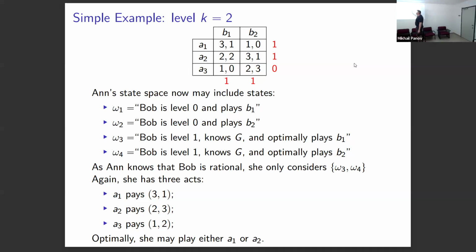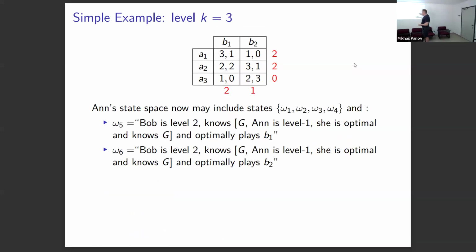For Bob, actually, if he is level 2 and knows common knowledge and all the stuff, he can dismiss strategy B2. He will not play B2. Because for him, this situation looks like 1, 2, 0, 1, and he will take 1, 2. You have to iterate, and you get rationalizability. The result, and okay, so let me do one more last step.